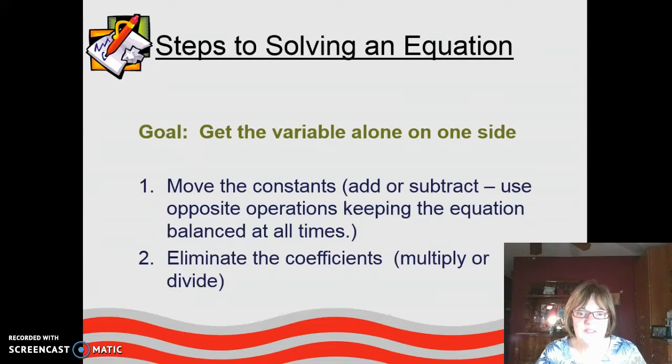That's real important. The other thing that we did was we eliminated coefficients, meaning if there was a number multiplying or dividing our variable, we wanted to get it down to just a 1. And that's what we did in our last lesson also. Well, today we're going to combine both of those ideas.